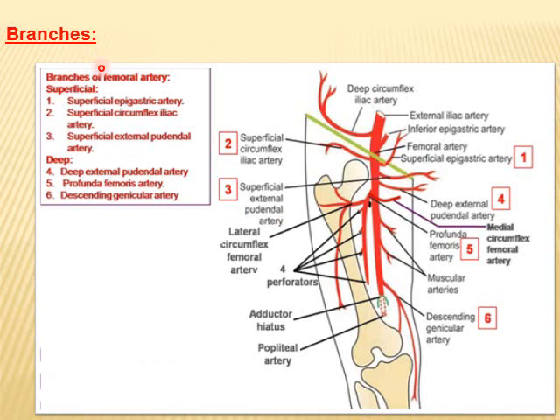Now we'll discuss the branches of the femoral artery. They can be divided into superficial branches and deep branches. Superficial branches of the femoral artery include superficial epigastric artery, superficial circumflex iliac artery, and superficial external pudendal artery. While the deep branches include deep external pudendal artery, which corresponds to the superficial external pudendal in the superficial branches, profunda femoris artery, which is the largest branch of the femoral artery and will be discussed later, and descending genicular artery. Genicular meaning directed toward the knee joint.